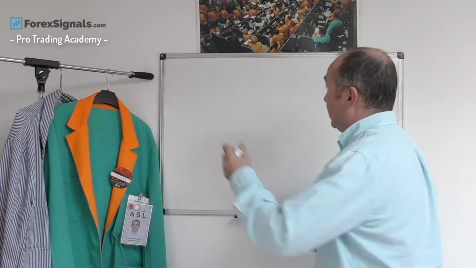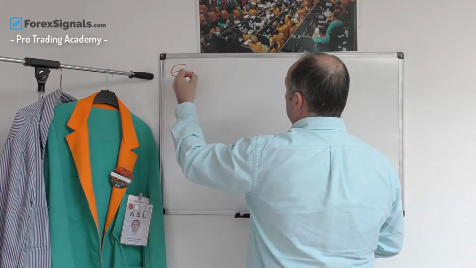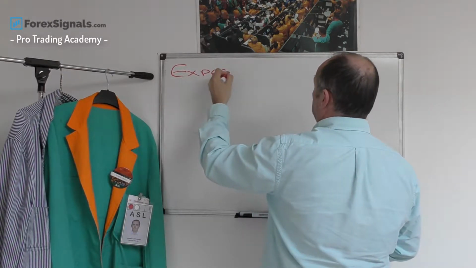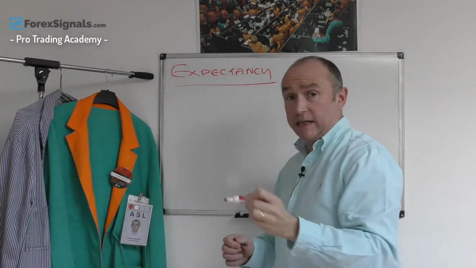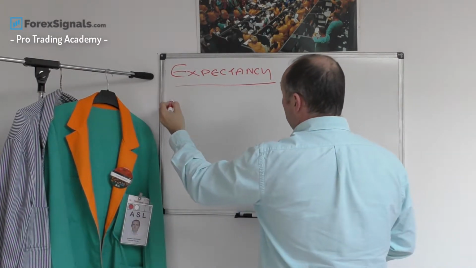So how do we know if the strategy we're looking to trade with has a likelihood of delivering a profit or not going forward? Well, we run it through a mathematical calculation and it's called the expectancy. Now basically the expectancy is calculated by using the win rate.